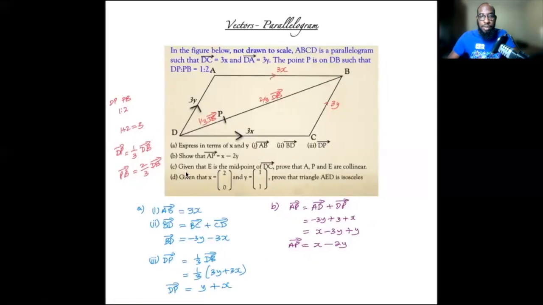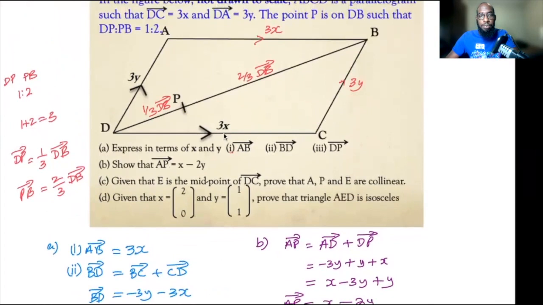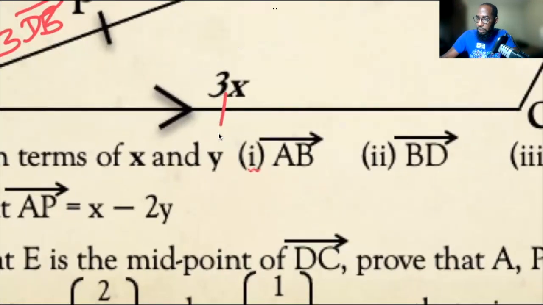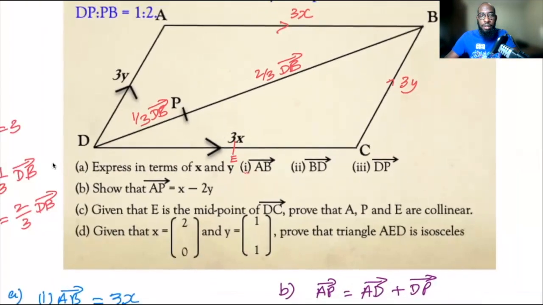Next, we deal with this here. They said, given E is the midpoint of DC, prove that APE are collinear. So firstly, let's deal with the diagram. They said E is the midpoint of DC. So let's assume the midpoint is around here, right? Let me zoom it. They said E is the midpoint of DC.